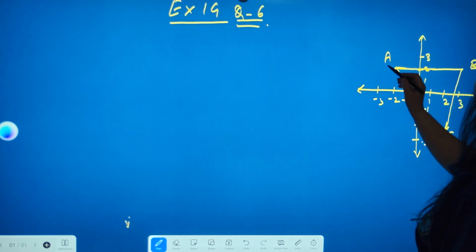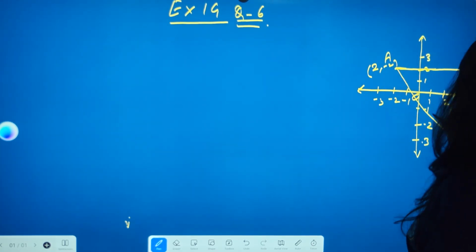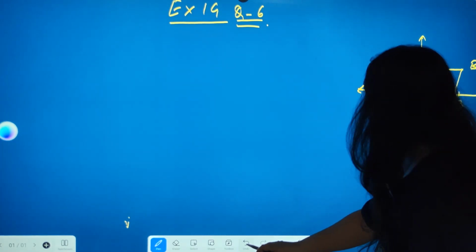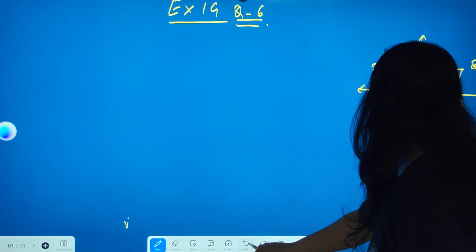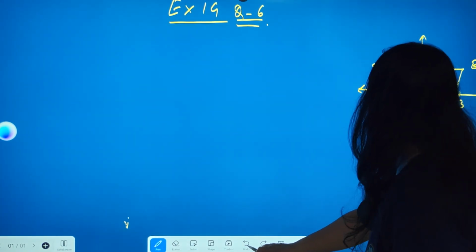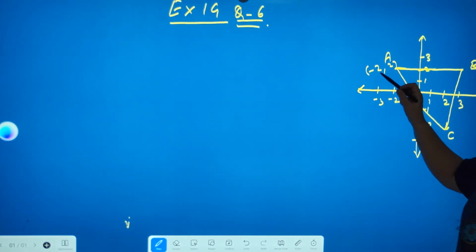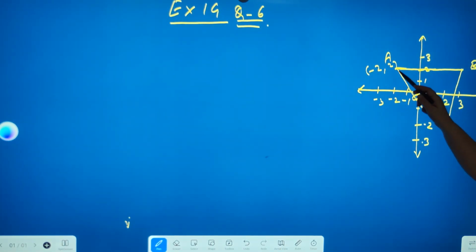The coordinate of this is 2 and minus 2. The coordinate of this one is minus 2 and 2, right? Not 2 and 2. This one is minus 2 and 2, because first you need to write down the value of x, then the value of y, right? The point B is 3 and 2, okay? And the point C is 2 and minus 2, got it?